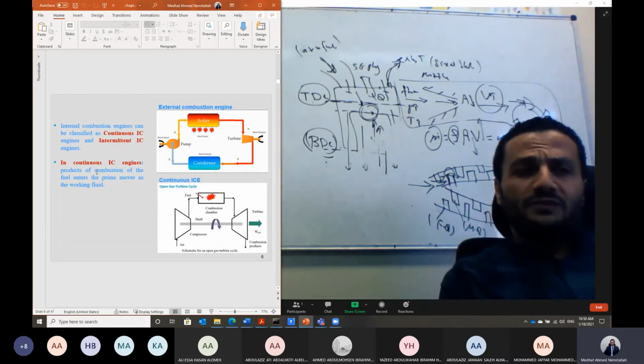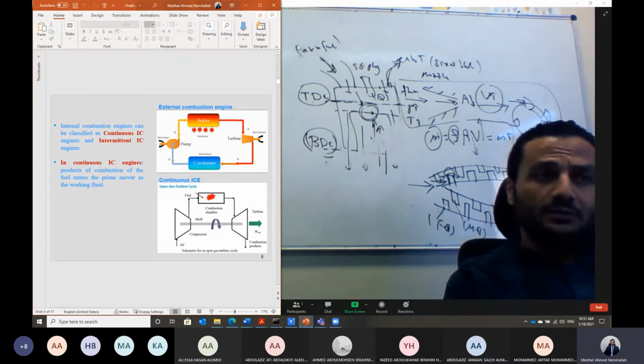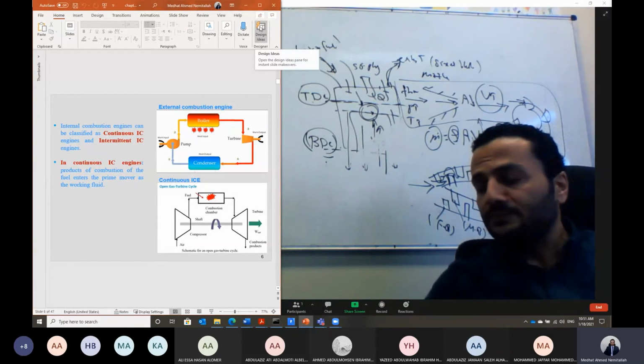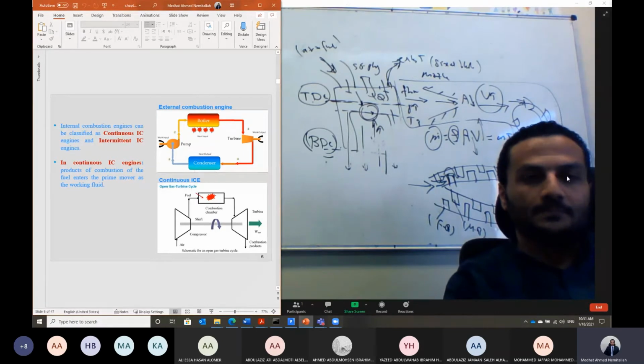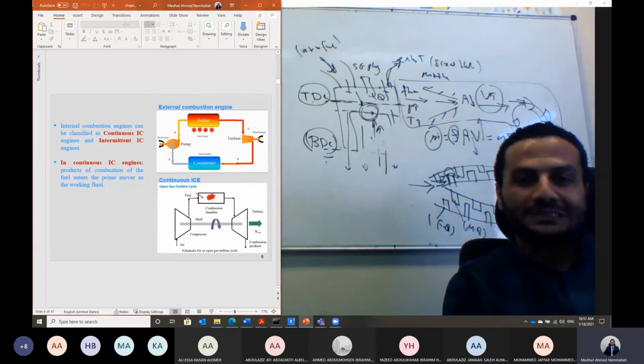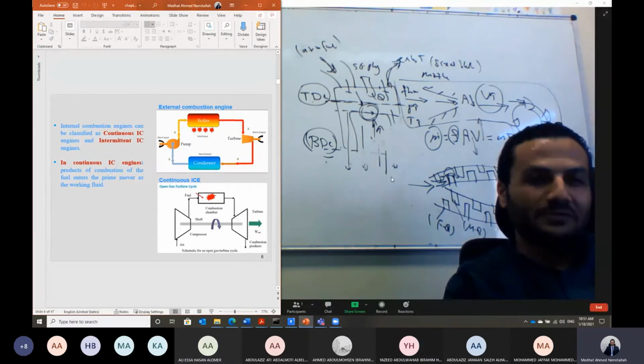So do you know the difference, Shabab, between internal and external combustion right now? What is the difference? So Yazid? Yes. So what is the difference between internal and external combustion?